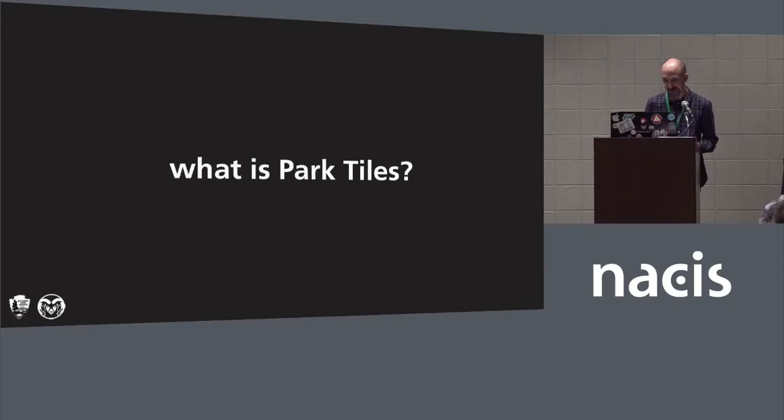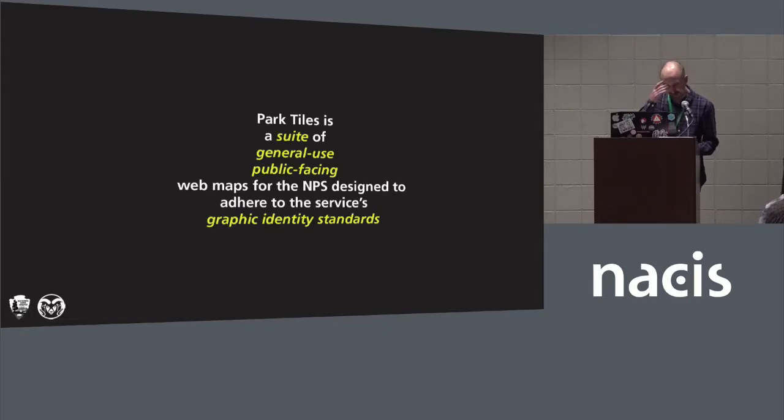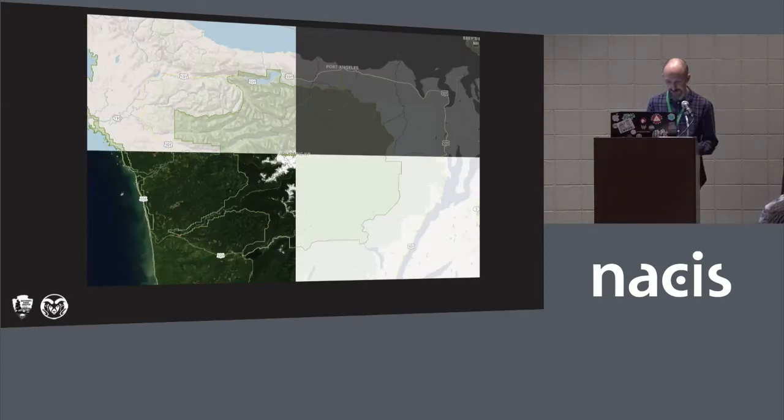Park Tiles is a general use, public-facing set of web maps for the National Park Service. They're designed to adhere to our service's graphic identity standards. It's a suite of base maps because we actually support 4 major variations of our base map.